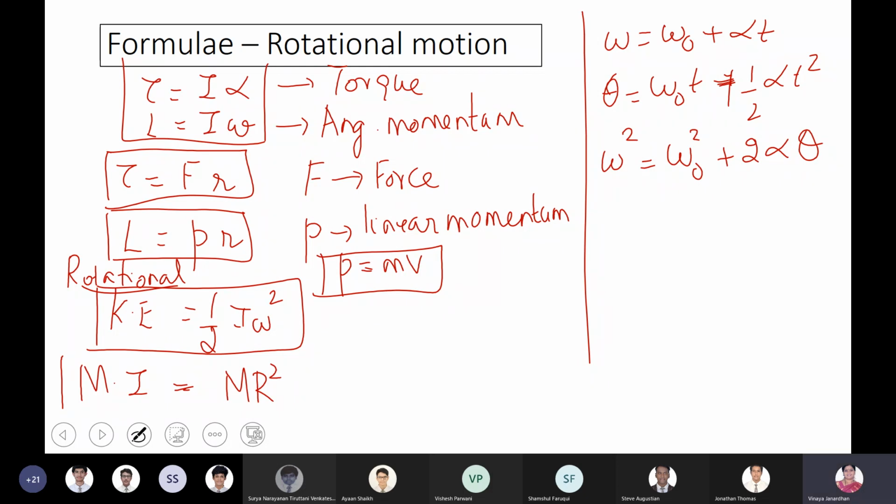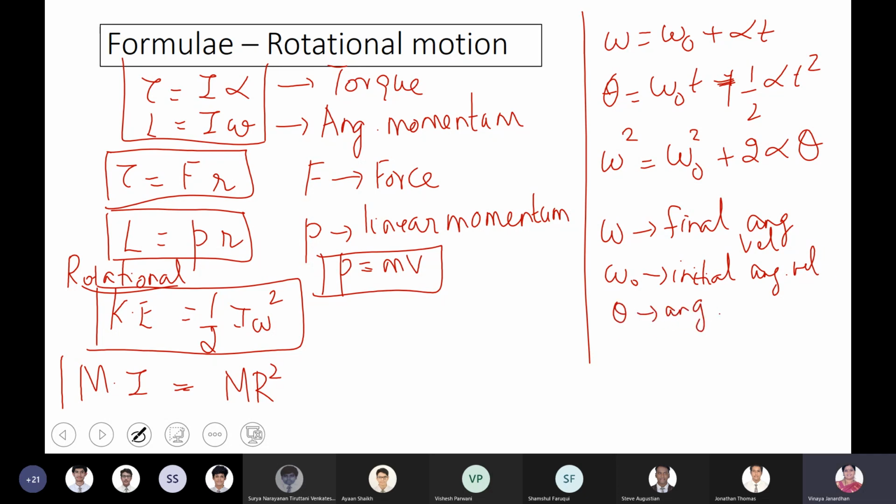So what is omega? Omega is final angular velocity. Omega naught is initial angular velocity. Theta is angular displacement. Alpha is angular acceleration. Correct, boys?